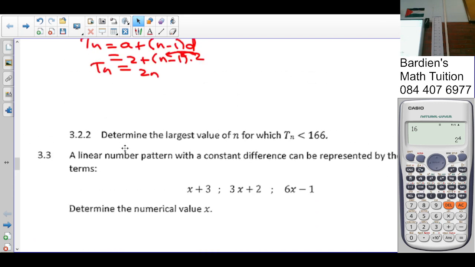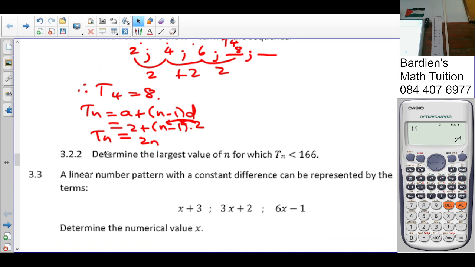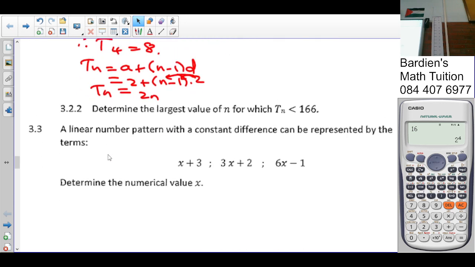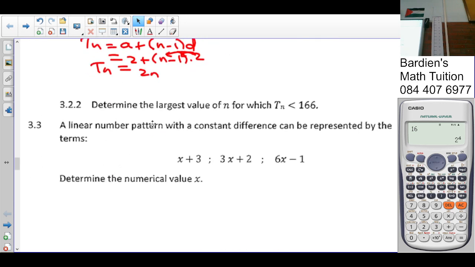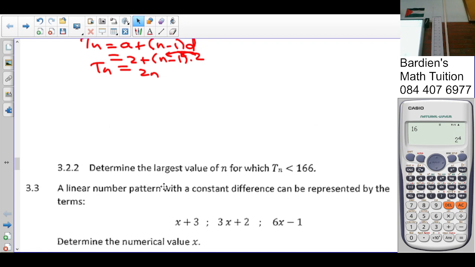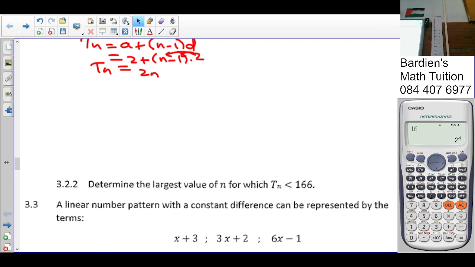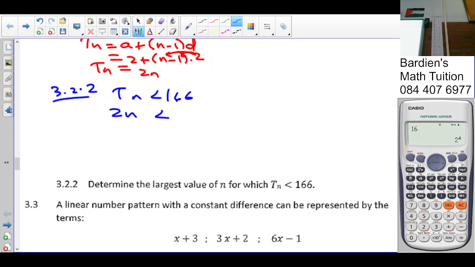This is 3.3.1. It says determine the largest value for n for which Tn is less than 166. But what is Tn, people? Tn is 2n. So 2n must be less than 166. Divide by 2 both sides, so n must be less than 83.